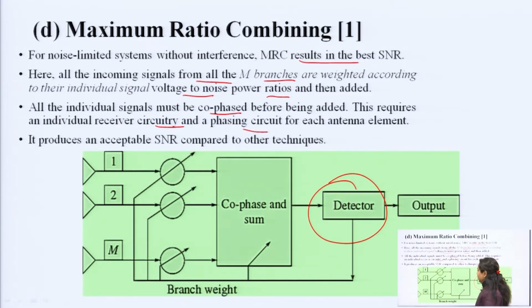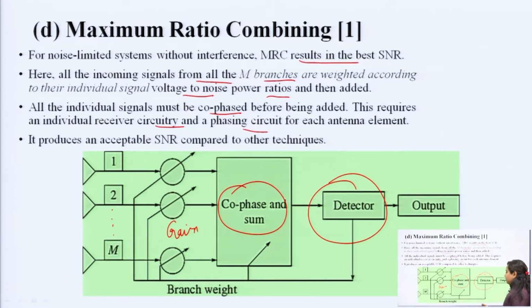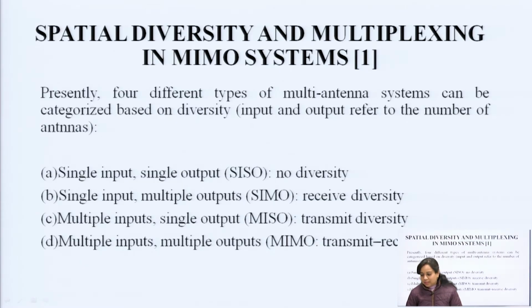Now, you can see that m number of different branches are there, and these are applied to different gains. Then this is applied to a co-phase and sum system, where we have to calculate the different branch weights using the feedback of this detector. The output of this detector provides a signal to noise ratio acceptable compared to the other techniques. So, this provides the maximum value of signal to noise ratio at the receiver side. So, this is the maximum ratio combining technique.